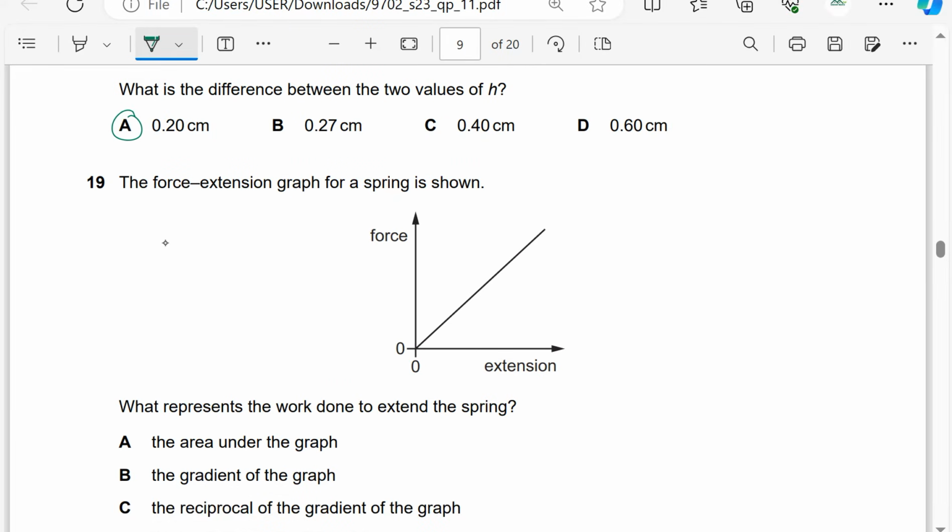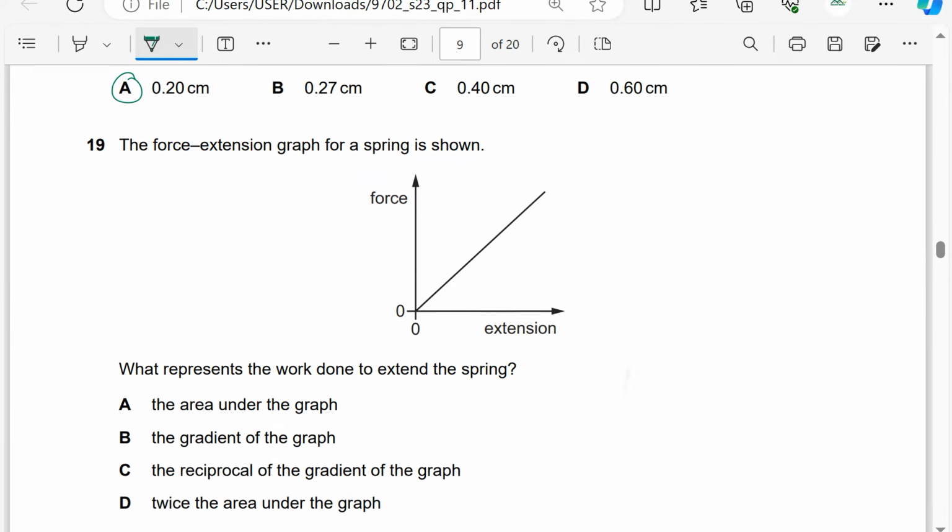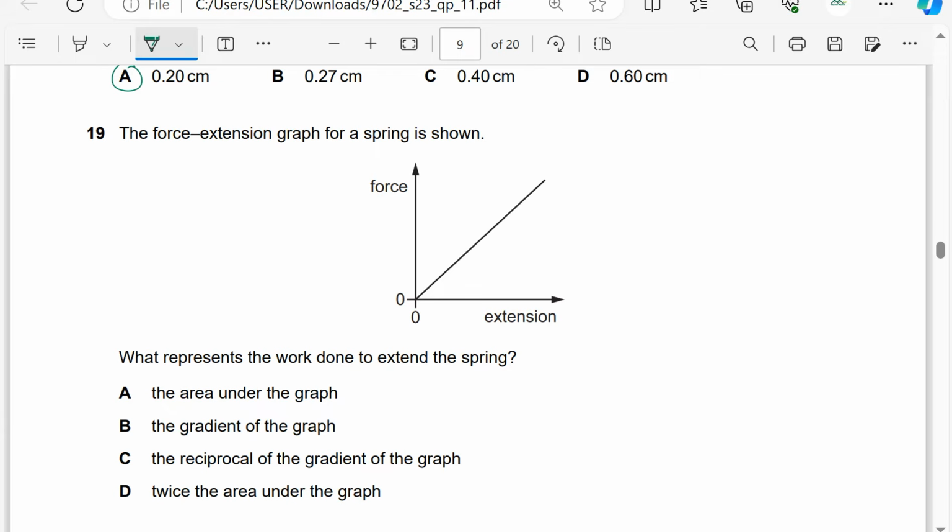The force extension graph for a spring is shown. What represents the work done to extend the spring? Work done. Of course, we know that work done is equal to the area under the graph. This is what gives us a half F times x, where x is the extension. But remember, Hooke's law, F is equal to kx. So this could also be a half kx squared.